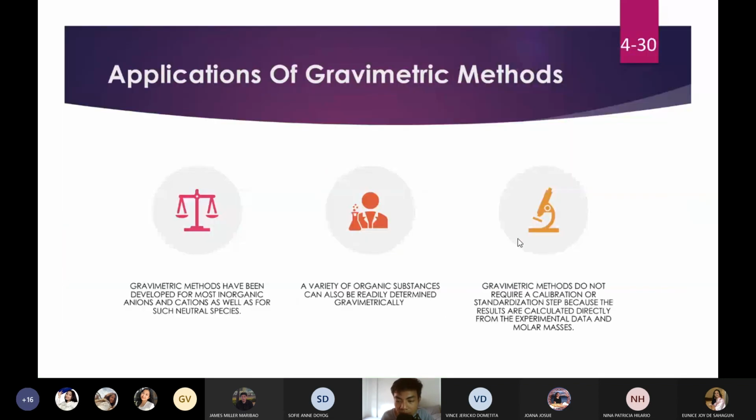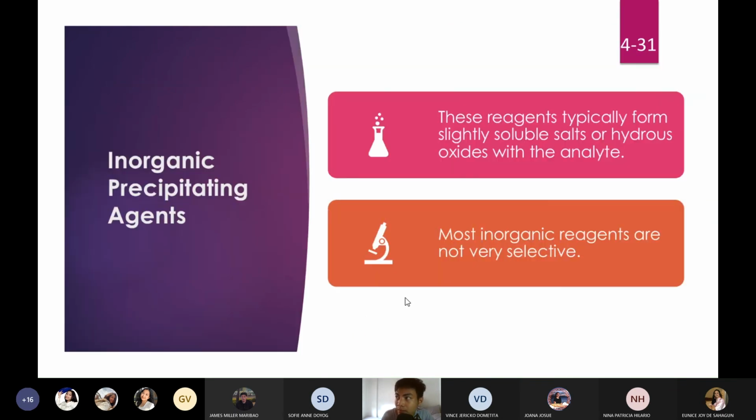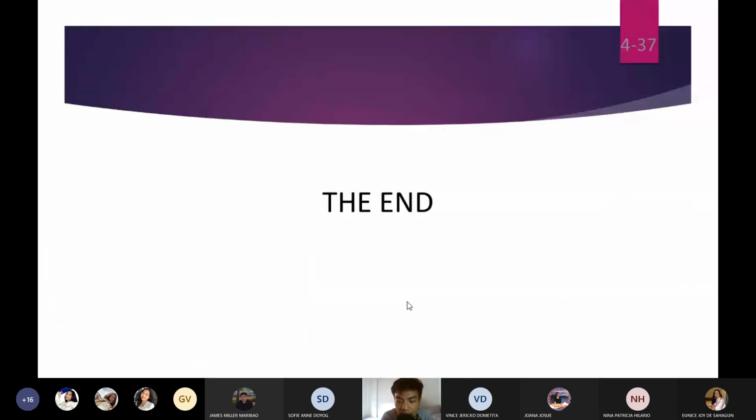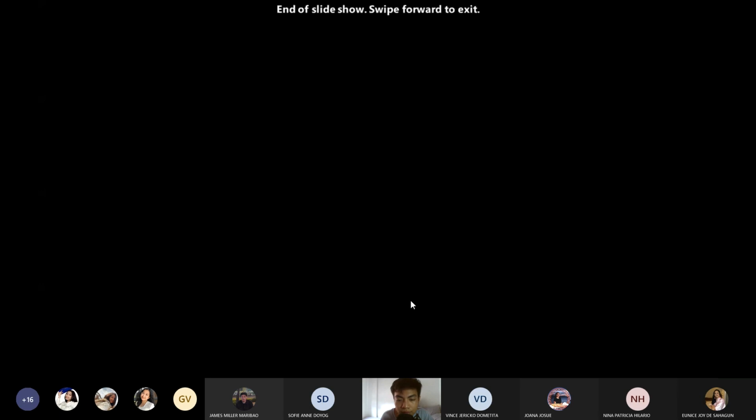Saan ginagamit yung gravimetric methods? Sa pag-identify ng ating ions, inorganic ions. Pwede mo rin yung gamitin for organic molecules, no? Para malaman mo yung kanilang formulas. Okay? And ito yung mga iba pang ginagamit na precipitating agents. Okay? So, yun lang. So, that's all for today.